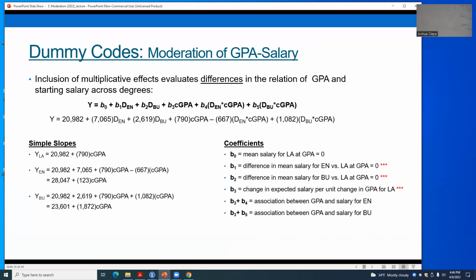Here in B3, this is the change in expected salary in our liberal arts group, right? But only because liberal arts is set as the dummy or as the reference group here. The addition of coefficients B3 and B4 gives the association between GPA and salary for engineering, right? And B3 and B5, the association for business.